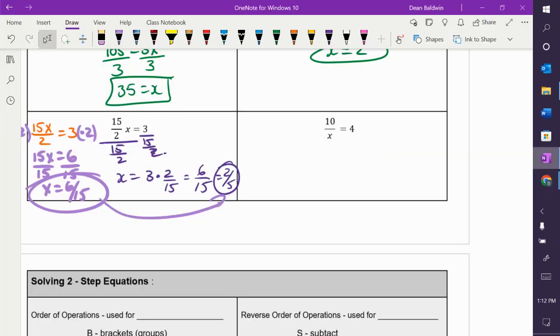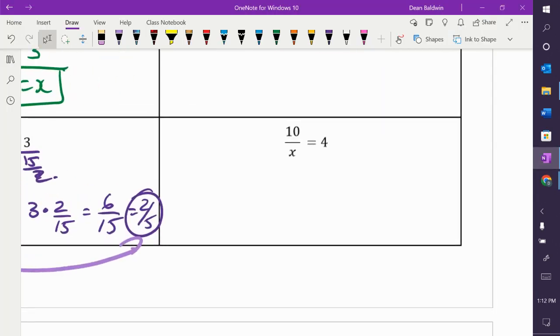Okay, last one. Look at this one. What's the problem with this one? The variable's on the bottom. You still follow the rules. First of all, we do not want the variable in the denominator. We want to get it out of there.